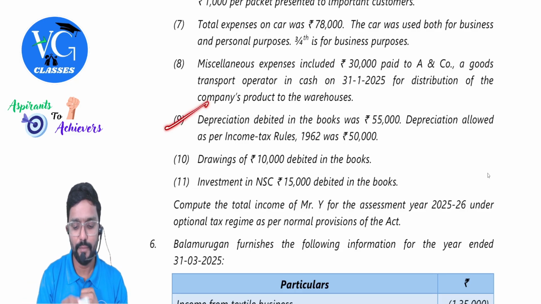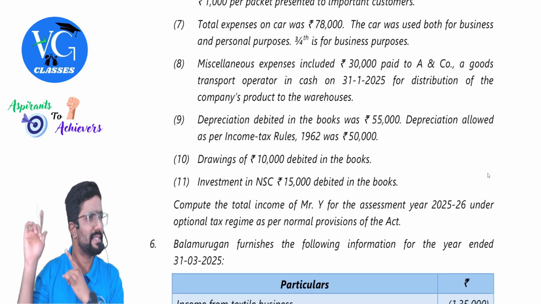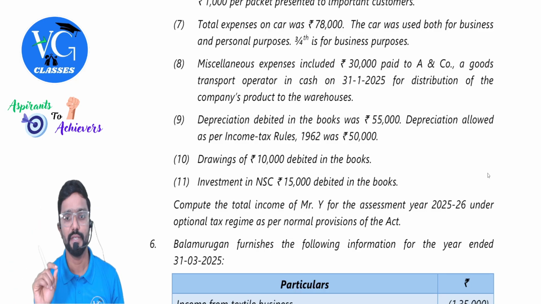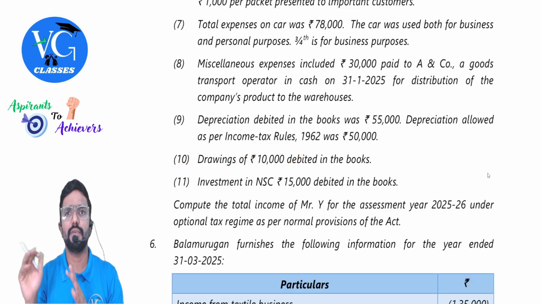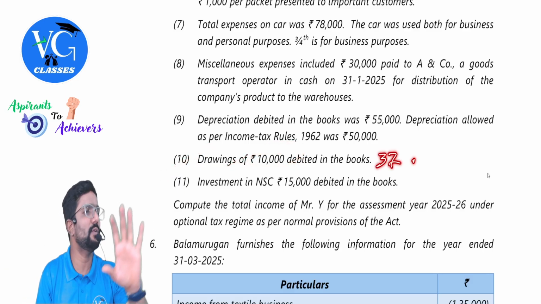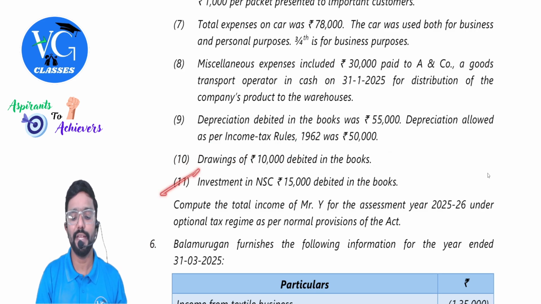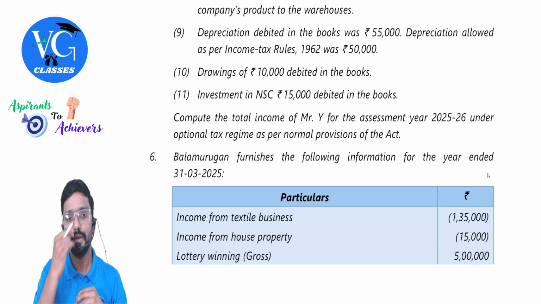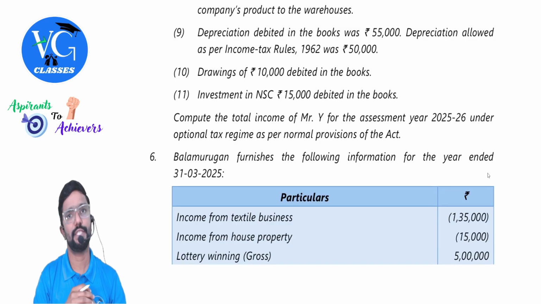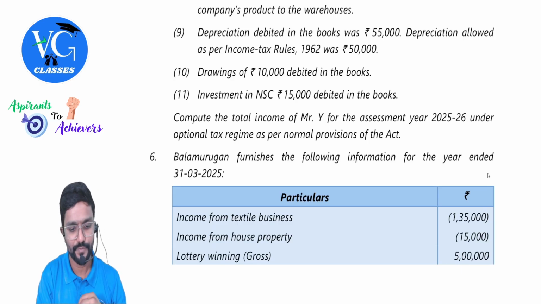Next, depreciation debited in books was 55,000. As per books, it will be as per Companies Act. What should you do? Disallow. Depreciation allowed as per income tax rules is how much? 50. What should you do? Allow it. Drawings of 10,000 debited in the books, personal. Disallow, as per section 37. Section 37 tells no personal. Yes. Investment in NSC 15,000 debited in the books. 80C deduction. Compute the total income of Mr. Y for the assessment year 25-26 under optional tax regime as per the normal provisions. Which scheme? Optional scheme. Yes, sure.